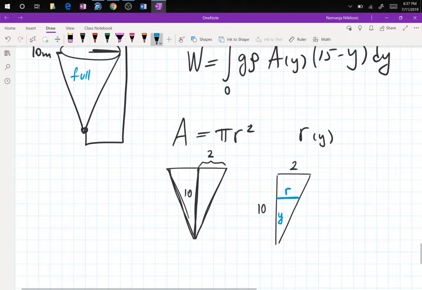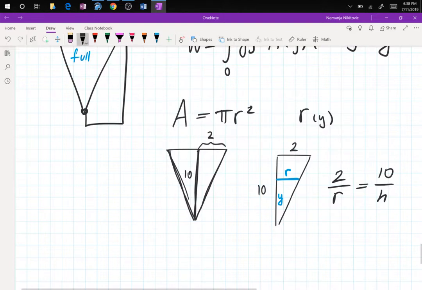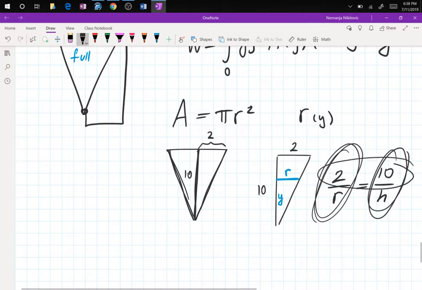From this, you can write a proportion because you have similar triangles. What 2 is to r, that's what 10 is to h. It's a proportion. You can write this proportion in any way you want. You just have to be careful that you are combining the same elements. So what 2 is to r, and 2 is in the big triangle, what 2 is to r, that's what 10 is to h. See, radius together, heights together, big triangle together, small triangle together.